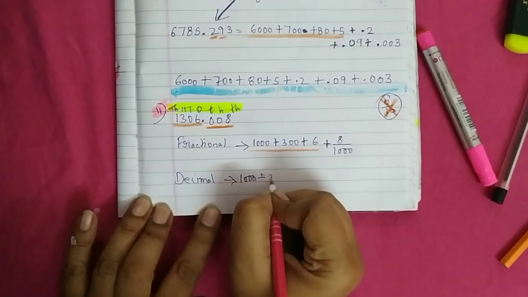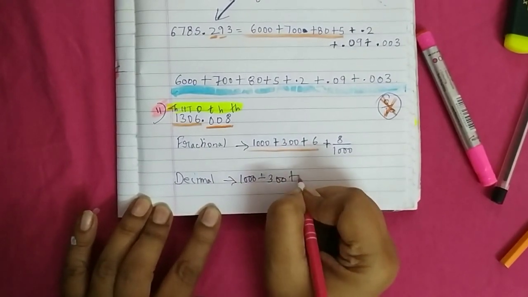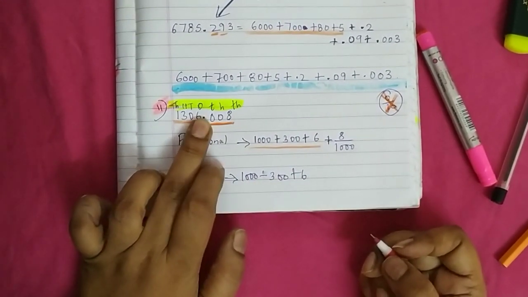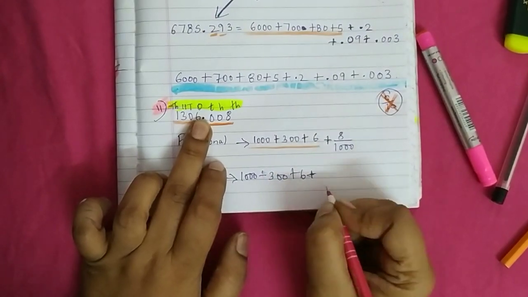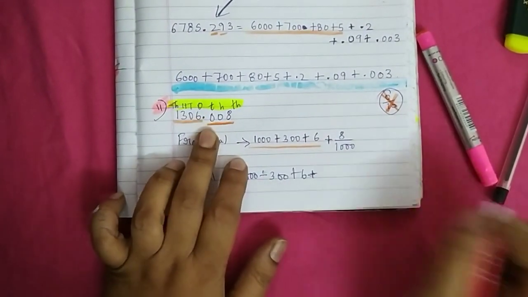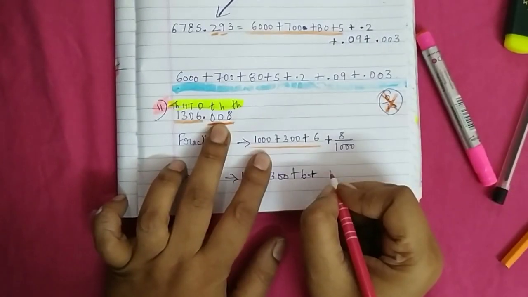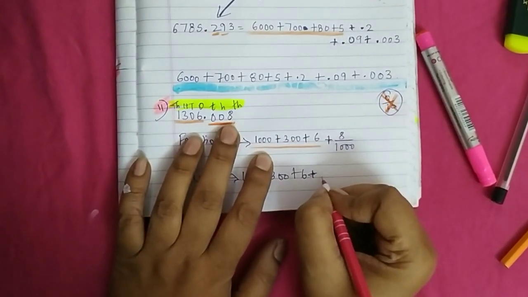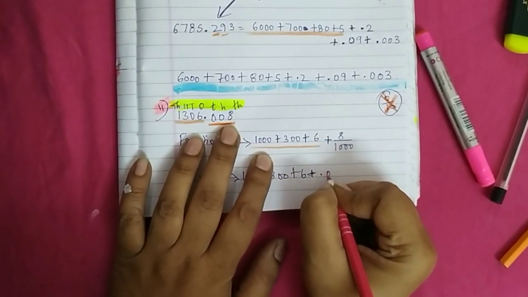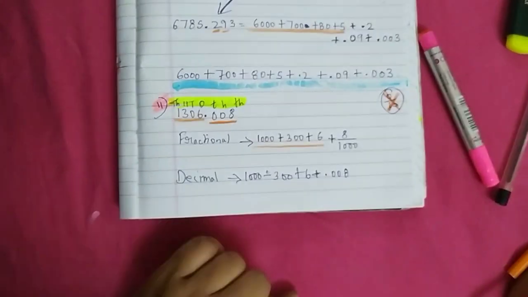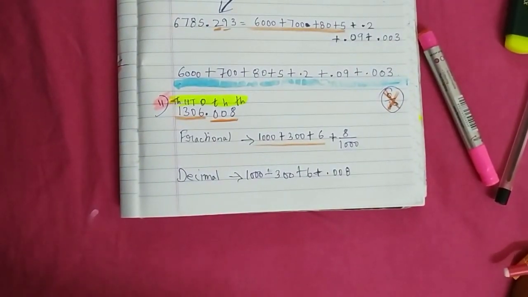Now just see in decimal form how we are going to do. 1000 plus 300 plus 6. 0 is at tenths place. So leave it. 0 at hundredths place. Leave it. 8 is at thousandths place. So put decimal 008. This is your answer. Okay.